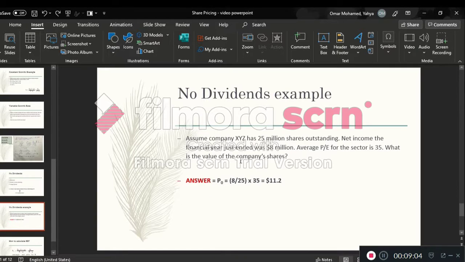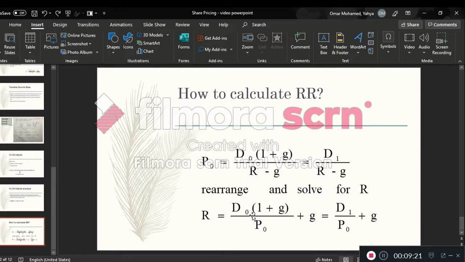So in this example, they told us that the shares outstanding was 25 million, the net income was 8 million, and the average price earnings ratio is 35. So we just did 8 divided by 25 times 35, it gave us the price of the share. Here it said how to calculate the required return. You basically rearrange the constant growth rate formula so that you can make R the subject, and that's basically it.